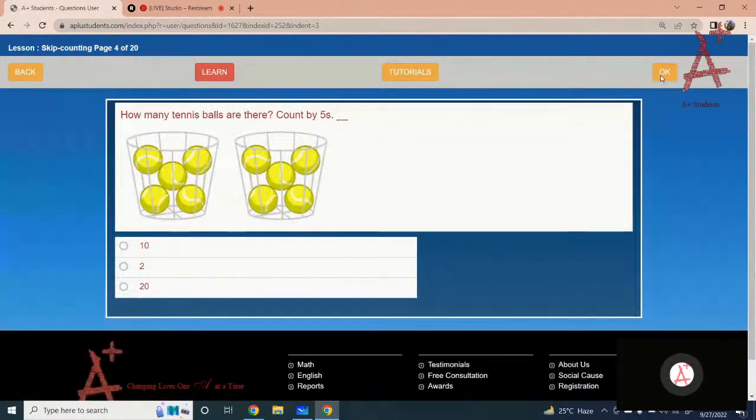Okay, how many tennis balls are there? Count by fives. So in each bucket you have 5 balls. So 5 and then 5. 5 plus 5 makes 10. So they are 10. Got it?